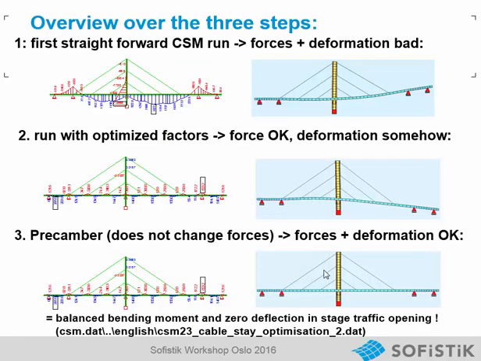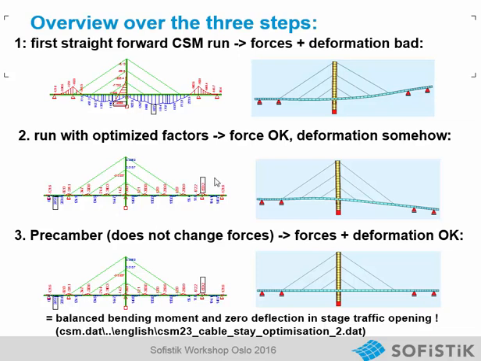Now an overview: what have we done? We have made a first straightforward analysis with estimated pre-stress. We got this bending moment and a bad deflection. With the optimization of the bending moment, we now have a very good bending moment.